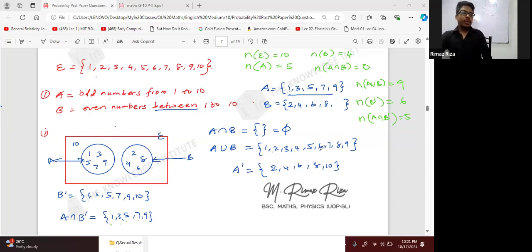Okay, so far so good. Right, and now you know the sets, and now you know how to find the number of elements.